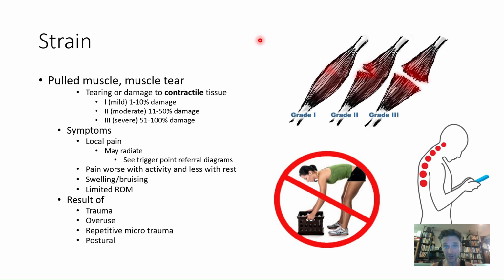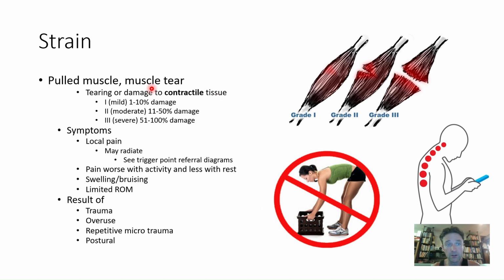Strains tend to heal, damage to contractile tissue tends to heal faster than damage to non-contractile tissue, and that has a lot to do with the amount of vasculature that is within that tissue itself. So, strains, otherwise known as pulled muscles or muscle tears. So that's going to be tearing or damage to contractile tissue.